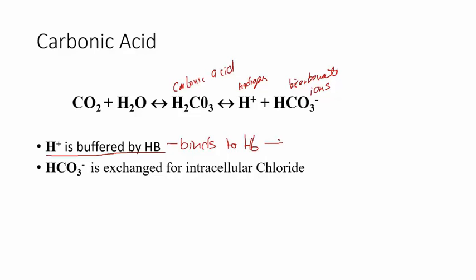And when it does that, it makes hemoglobin's affinity for oxygen go down. And that is what the Bohr effect is. And then the bicarbonate ion is exchanged for intracellular chloride in the chloride shift.